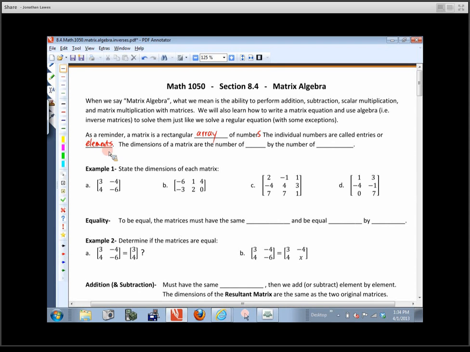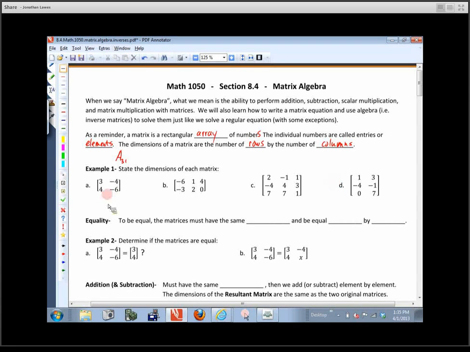So remember, we can denote its position by saying, like, this would be A3,1. So that would be the matrix A, third row, first column. The dimensions of a matrix are the number of rows, always rows first, by the number of columns, always columns second. So we did an exercise like this last week where all we had to do was look at something and determine the dimensions.